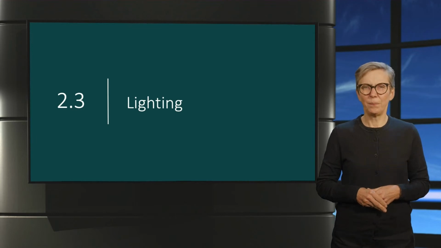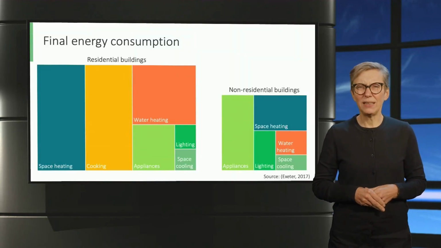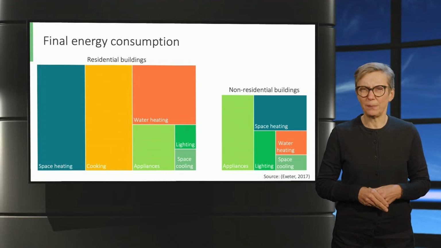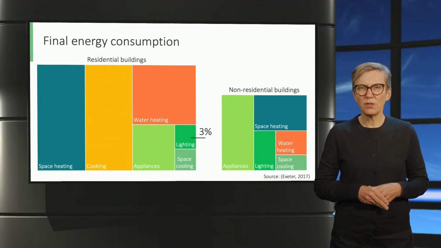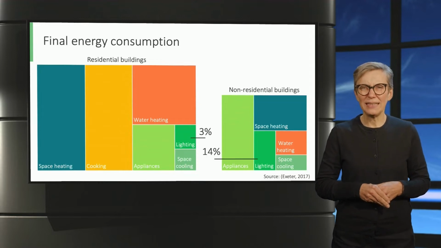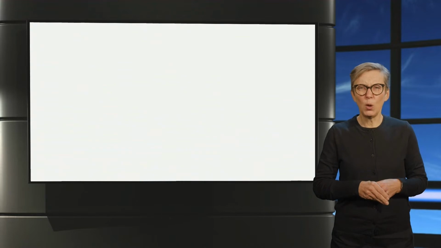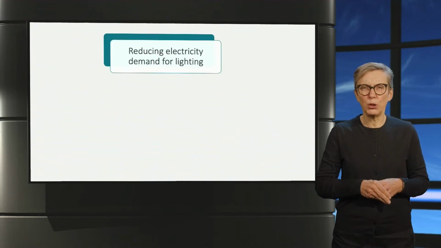Welcome back. Next, let's investigate development of electricity use for lighting. About 3% of global energy use in residential buildings is used for lighting, and in non-residential buildings, this adds up to almost 40% of final energy consumption. Let's start with an overview of available options to reduce electricity demand for lighting.